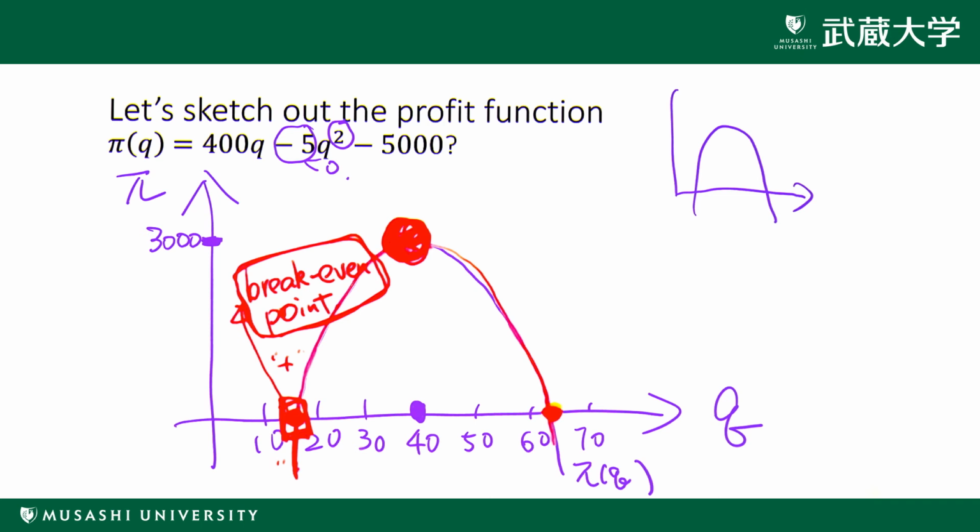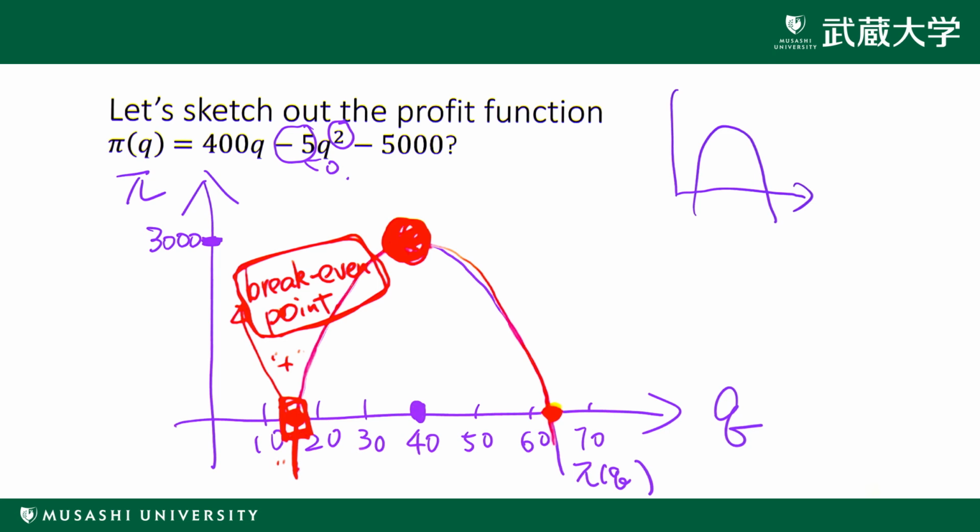So that's kind of how this function is going to look. The intuition is that the profit function is going to climb up until this part, and then it's going to fall down. So we're trying to find this point where profit is maximized.